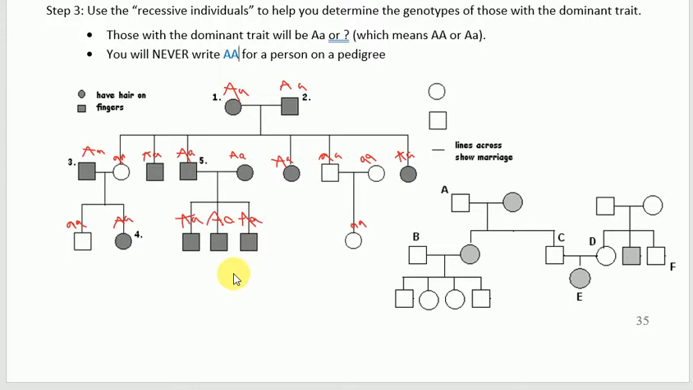But here is where we messed up. Look through here and see if you can figure out where we messed up. Okay, so we know that these two, these labeled ones, are big A, little a, right? And here, because we know that this is a little a, and we've got someone here that's affected, we know that this guy is a big A, little a.